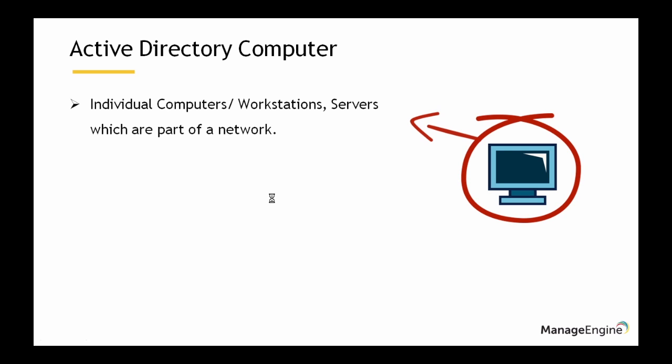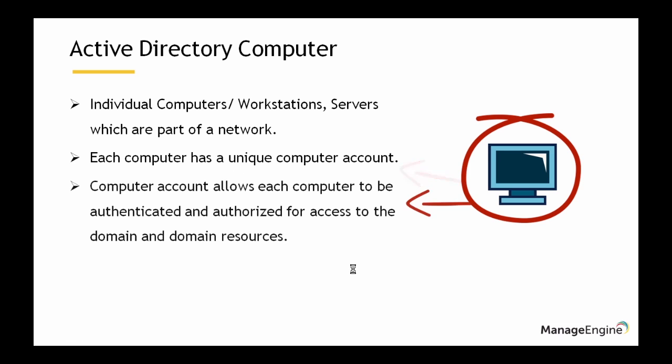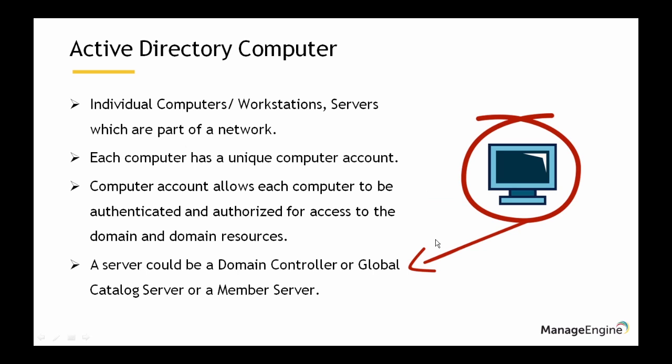And the second type of object that we are going to be discussing is the computer object in Active Directory. So the computer objects can be individual computers, workstations, servers, which are part of a network. Similar to the user object, each computer has a unique computer account. And that computer account allows each computer to be authenticated and authorized for access to domain and domain resources. So a server could be a domain controller or global catalog server, or a member server.